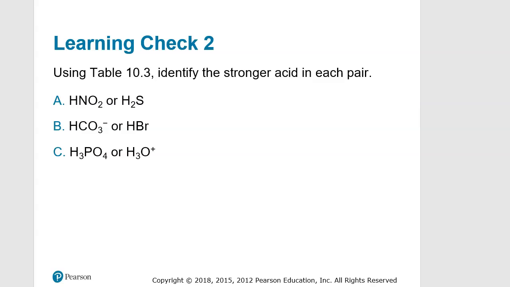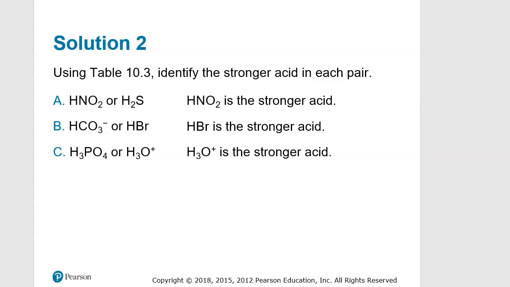So we have HNO2 and HBr, and then H3PO4. Phosphoric acid is a weak acid, and we remember hydronium ion is actually listed as a strong acid. So hydronium ion is going to be the stronger of the acids in that case. And we get HNO2, HBr, and H3O+. All right, this is strengths of acids and bases, and we're going to be moving on to acid-base equilibria.